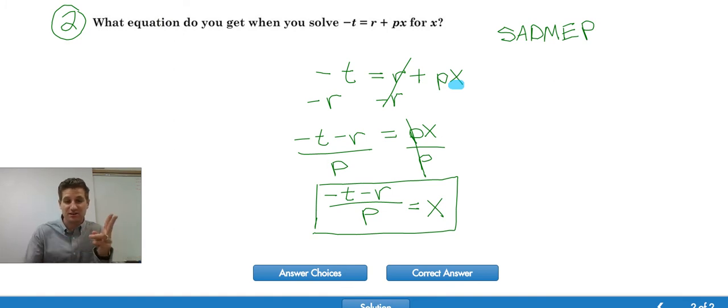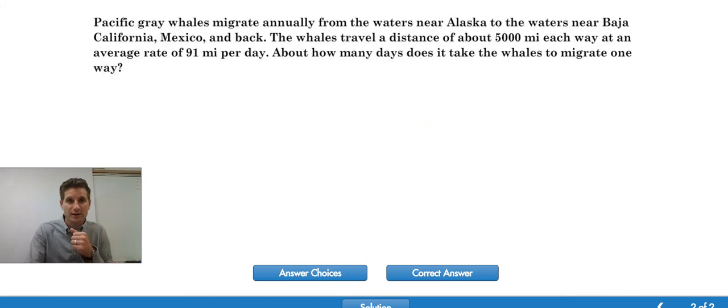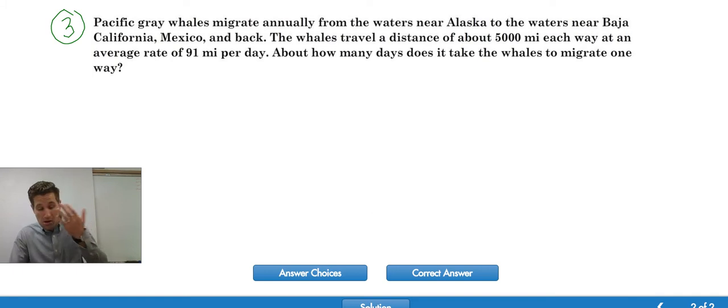Okay? Let's see if we can look at one more. Okay, this will be our last one. Kind of a long one, but I thought this one was cool because it will go right past us, which is kind of cool. But here we go. The Pacific gray whale migrates annually from the waters near Alaska to the waters near Baja, California, Mexico, and back. The whale travels a distance of 5,000 miles each way at an average rate of 91 miles per day. About how many days does it take the whale to migrate one way?